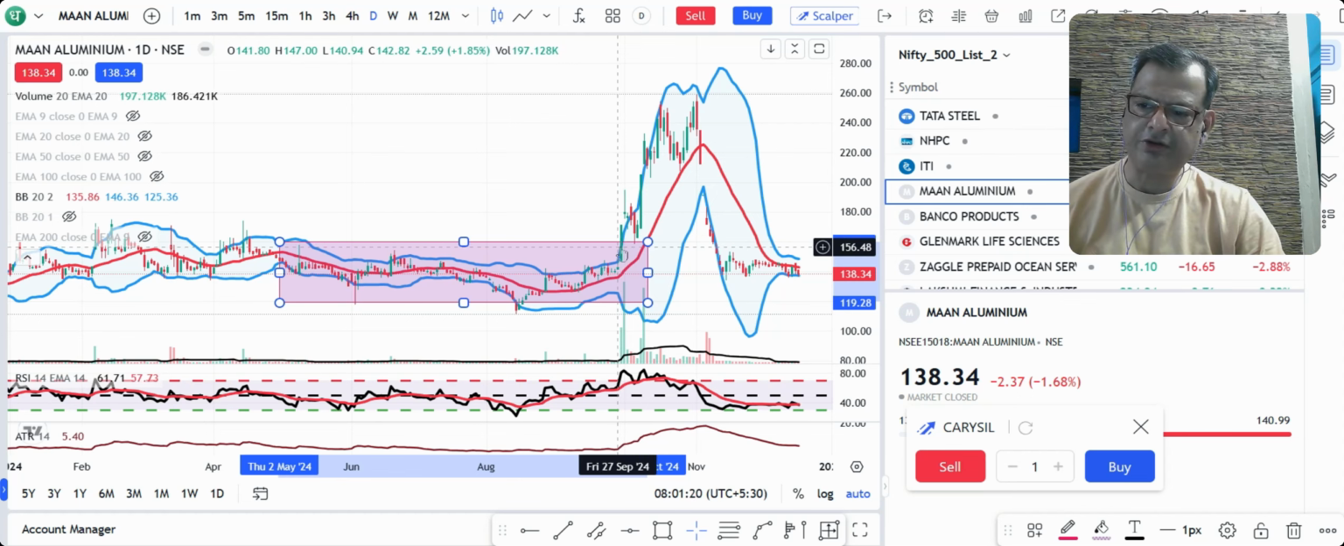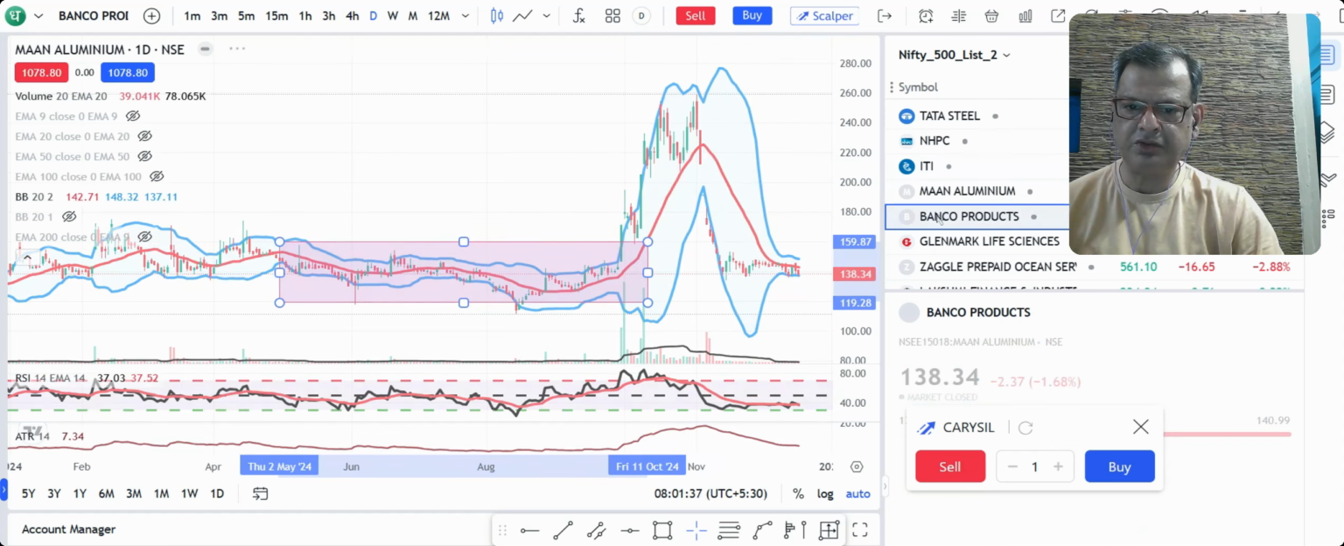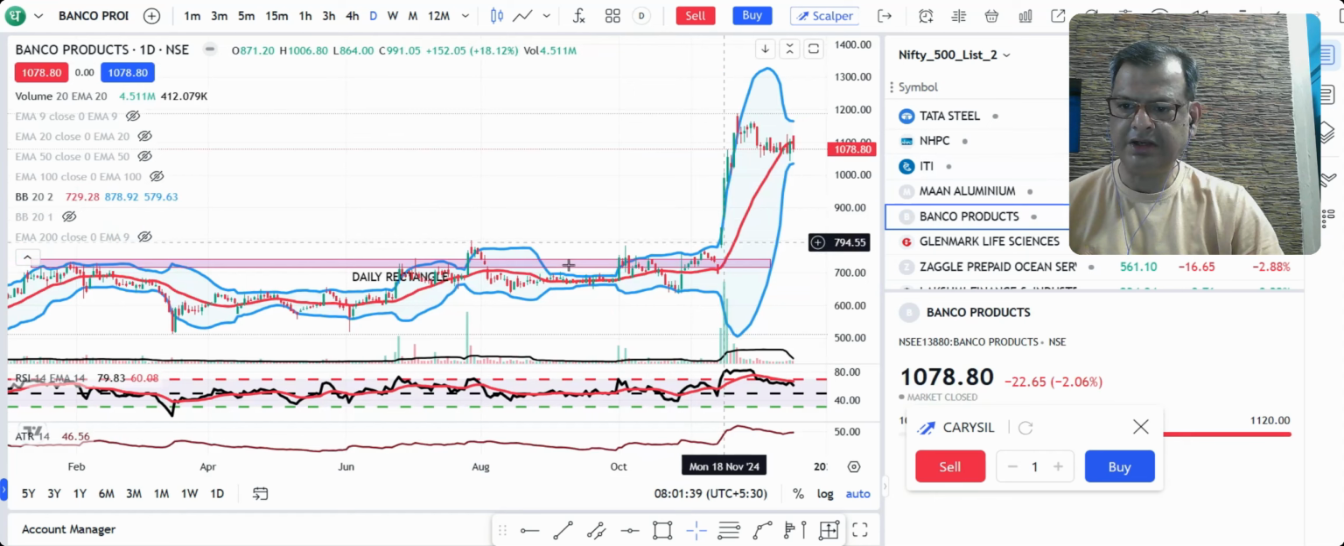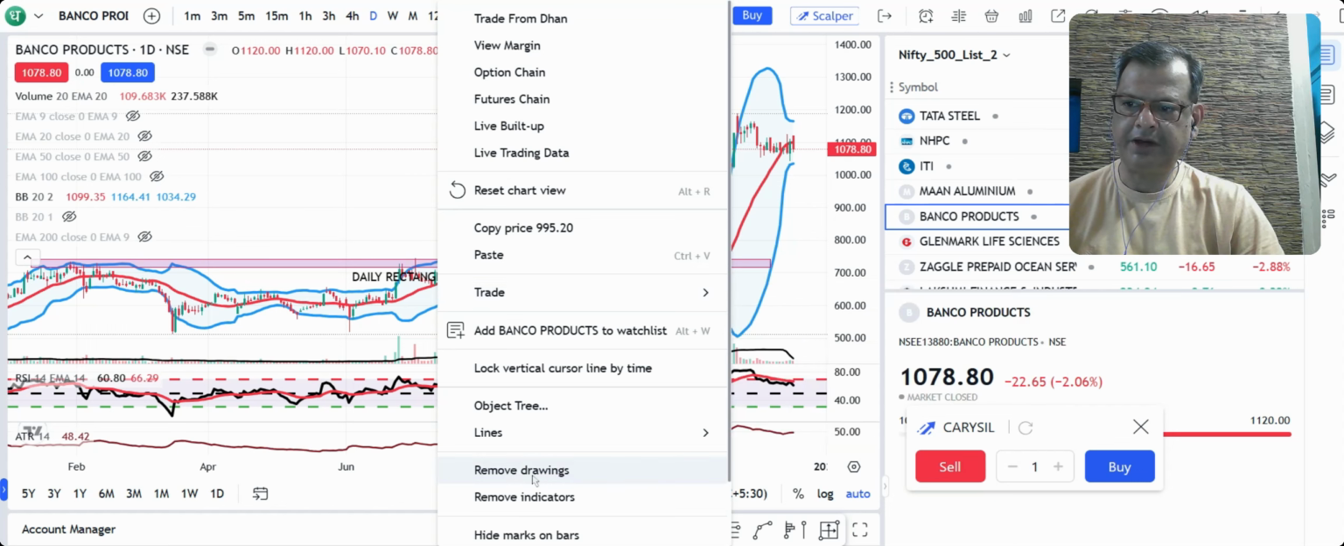You're seeing RSI also is basically moving upward. So you have a confluence of factors, and you can use Bollinger Bands to effectively increase your chances of spotting a squeeze and getting in on a trade. Now let's look at one more chart. See, again, we have the squeeze. Let me remove the drawing that I've made.